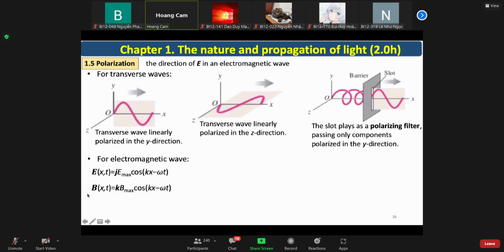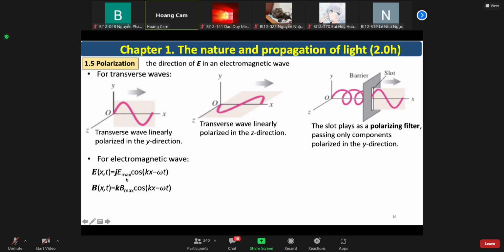If you see these two components for the electromagnetic wave, the two main fields are the electric field and the magnetic field. And I denote them in bold like this one, that means the vector. So if you see in the formula, you got cosine of kx minus omega t. That means the wave propagates along the x direction. Yes, you got kx, that's why kx minus omega t.